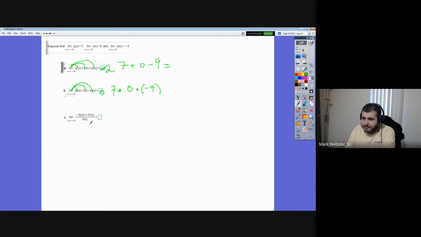And then this looks weird, huh? It looks really complicated, but guess what? It's not. Because again, you're going to distribute this limit to the p, to the r, and the s. So what this really is, -4 times, what was the limit for p? 7. Plus 9 times, what was the limit for r? 0. Divided by, what was the limit for s? -9.